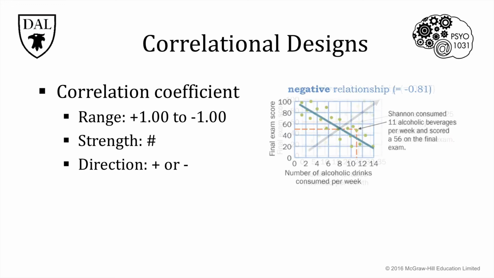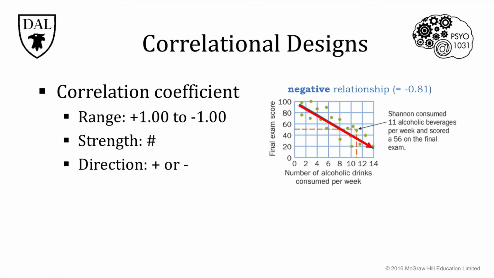This last figure shows number of alcoholic beverages consumed per week, plotted with final grades. This shows a clear negative relationship so that the greater the number of alcoholic drinks, the lower the final grade in the course, and this correlation coefficient is relatively close to -1.